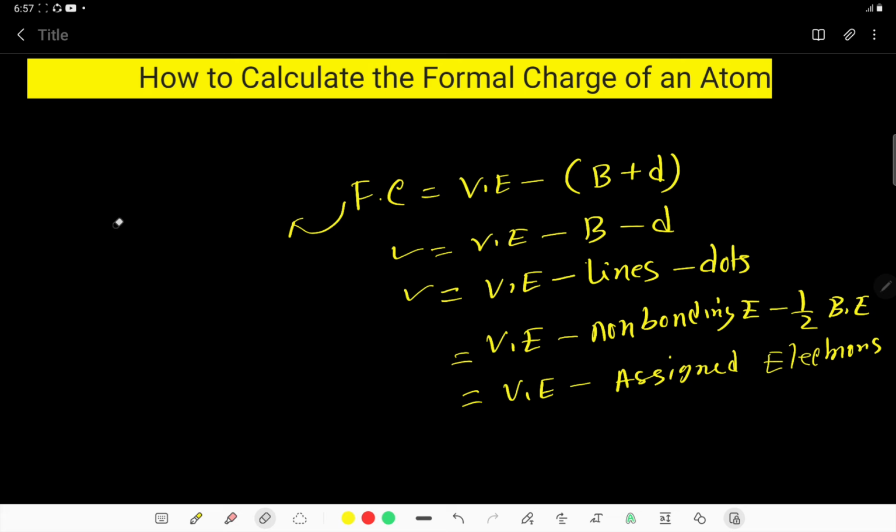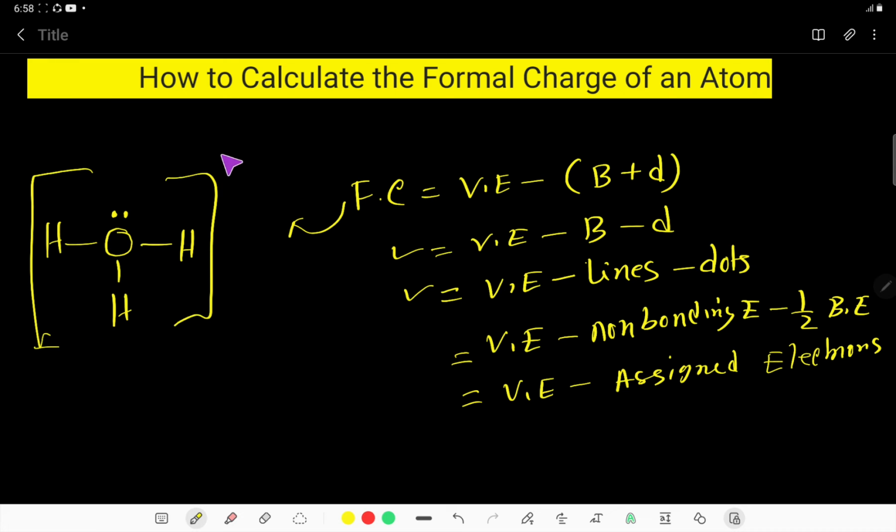So let us take this molecule. You know that the overall charge of this molecule is plus 1. This charge will come from which atom? This can be determined by calculating the formal charge. That is, the overall charge of this ionized molecule can be found by calculating the formal charge of each atom. So let us calculate the formal charge for the oxygen atom.